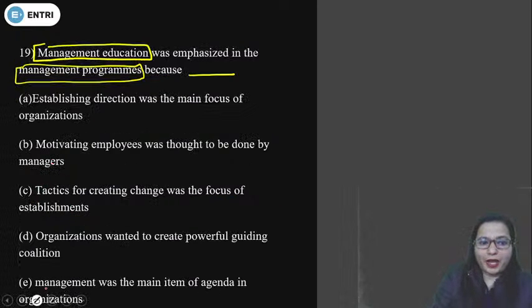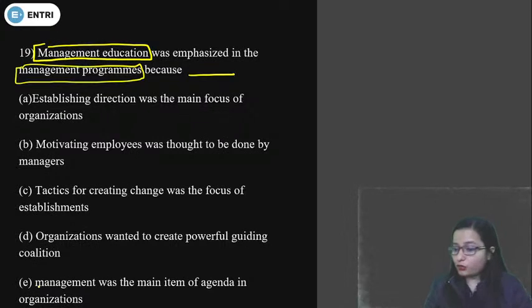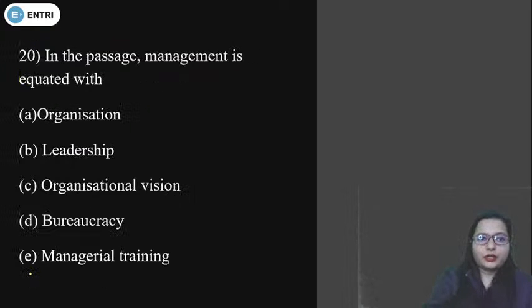The 19th question is asking why management education was emphasized in the management program. Why are they focusing or emphasizing more on management programs instead of management education? Because management was the main idea of the agenda in organizations. Okay, this is the appropriate answer option. Okay, 20th question, the passage says management is equated with. According to the passage, management is equated to bureaucracies.